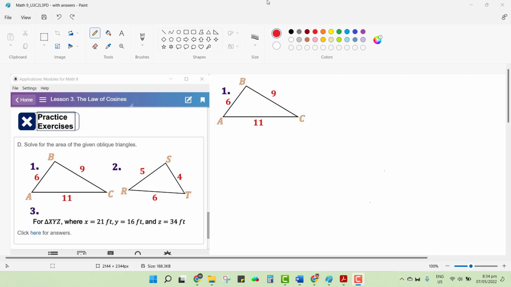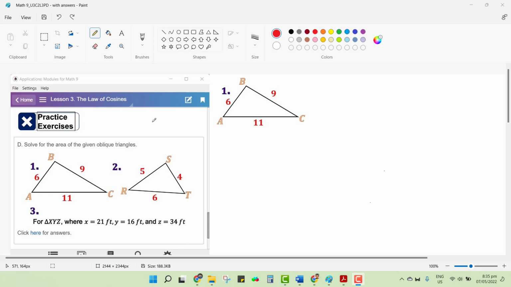Hello everyone! This is the second part in solving the area of the oblique triangles given here. These triangles, rather, were already discussed as part of practice exercise B on the same lesson, the law of cosines. Please, again, don't be confused as to why this practice exercise or the computation of area is placed in the same lesson, because the same triangles here were used under practice exercise B in solving for the measurements of the remaining sides using the law of cosines.